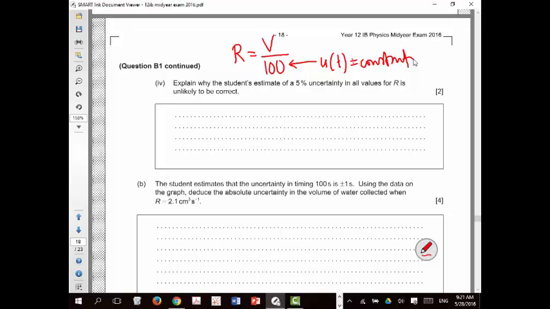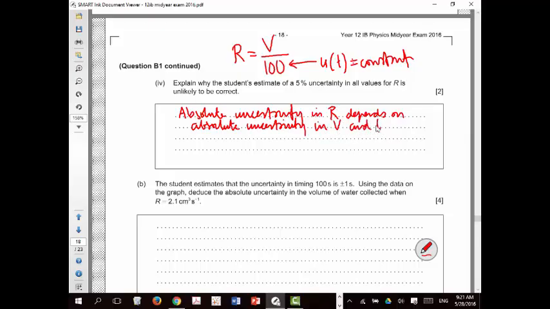So the absolute uncertainty in R depends on the absolute uncertainty in V and T, neither of which changes in the course of the experiment.